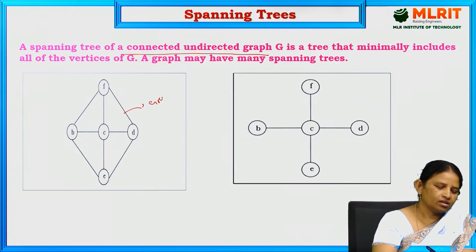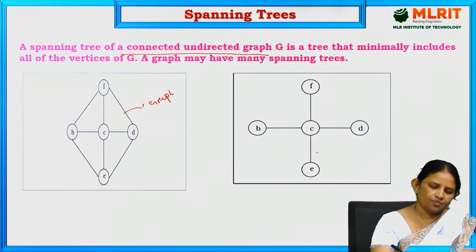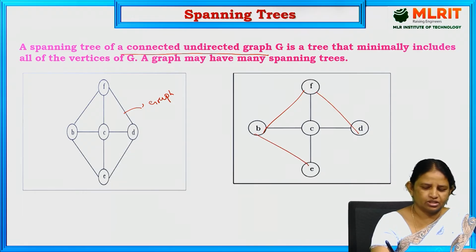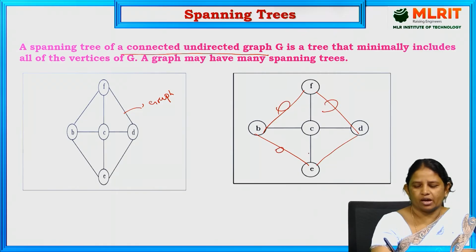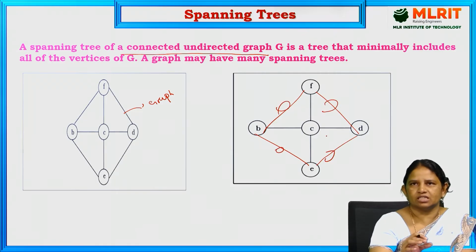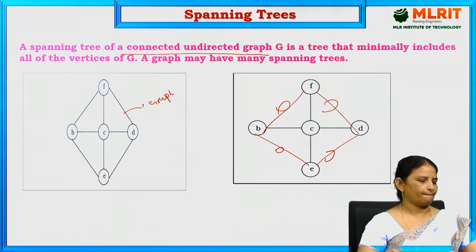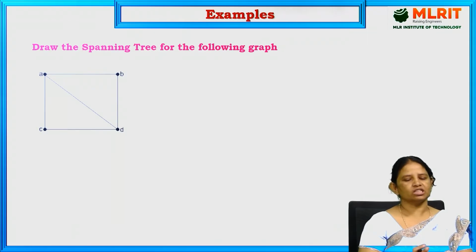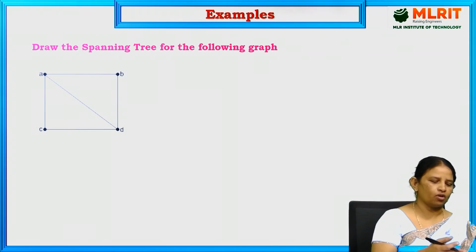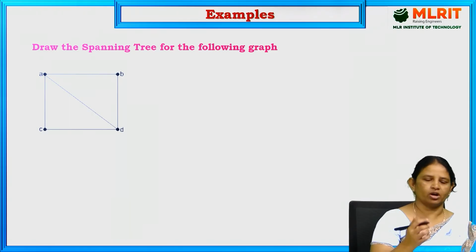This is the graph, and we need to draw a spanning tree for it. Here F to B, F to D, B to E, and D to E. Even though it is a spanning tree, only a minimal number of edges are included. We can include different edges, but there must be no closed path in the spanning tree. So we need to draw the spanning tree for the following graph. For one graph, we can draw any number of spanning trees.